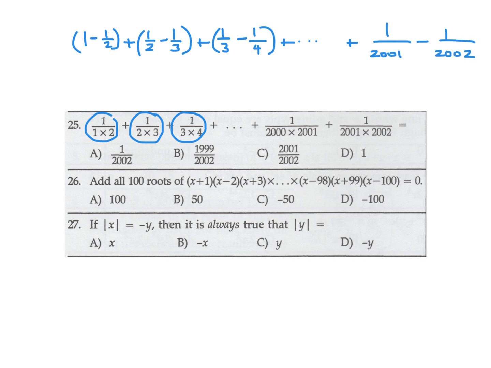Now watch what happens. This cancels with that. This minus 1/3 cancels with that. And then eventually it will all cancel all the way down. So then the only two terms that will be remaining are this first 1 and the very last 1 over 2002. And then when you do that math, you'll get 2001 over 2002, which is answer choice C.